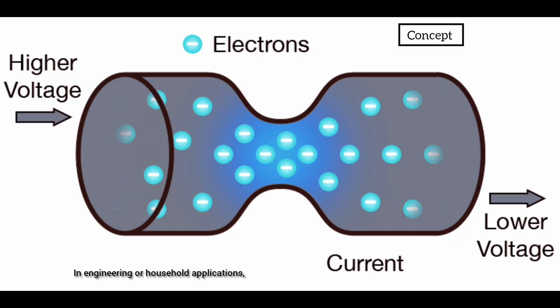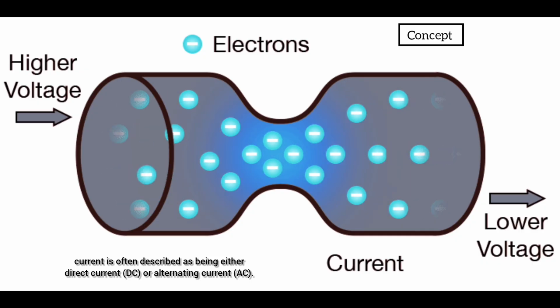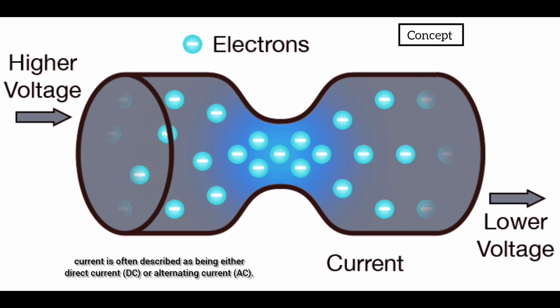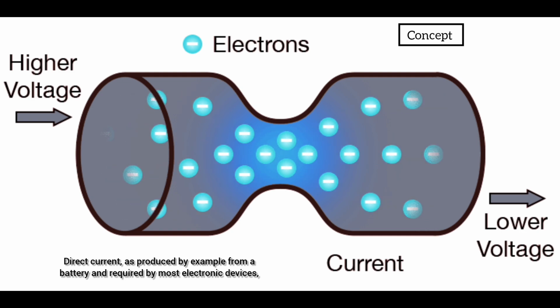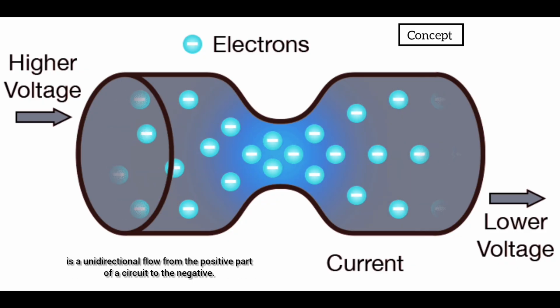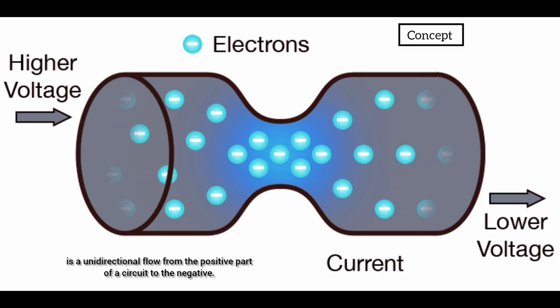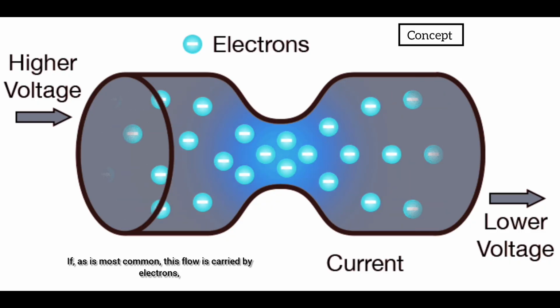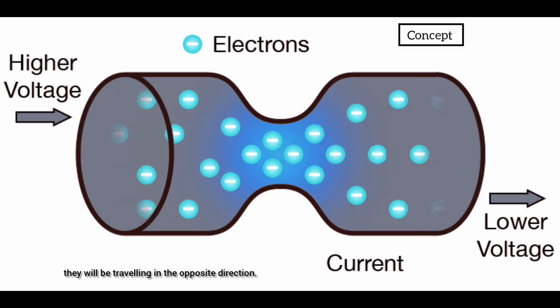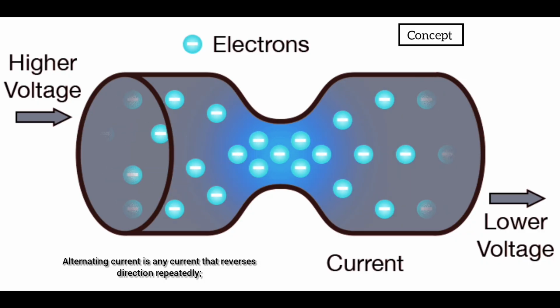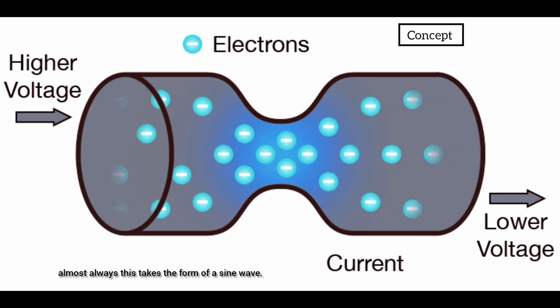In engineering or household applications, current is often described as being either direct current (DC) or alternating current (AC). These terms refer to how the current varies in time. Direct current, as produced for example from a battery, and required by most electronic devices, is a unidirectional flow from the positive part of a circuit to the negative. If, as is most common, this flow is carried by electrons, they will be traveling in the opposite direction. Alternating current is any current that reverses direction repeatedly. Almost always this takes the form of a sine wave.